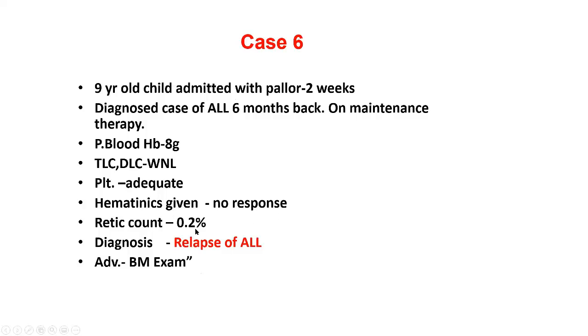Retic count was 0.2%. Now, since this was a case of ALL diagnosed 6 months back, on maintenance therapy, with a sudden fall in hemoglobin from 12 grams to 8 grams, we thought that the patient had relapse of ALL. So we advised a bone marrow examination. But what was troubling was this reticulocyte count. Reticulocyte count was less than 1%. In a recovering marrow, we usually come across 1 to 5% of reticulocytes, but here they were less than 1%, indicating that probably there is some erythroid hypoplasia.